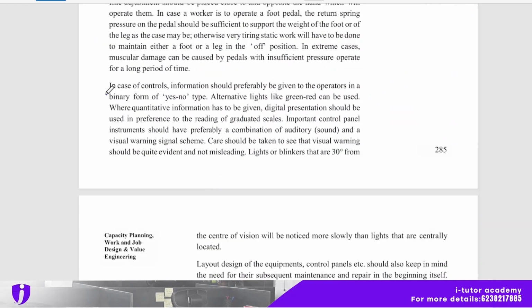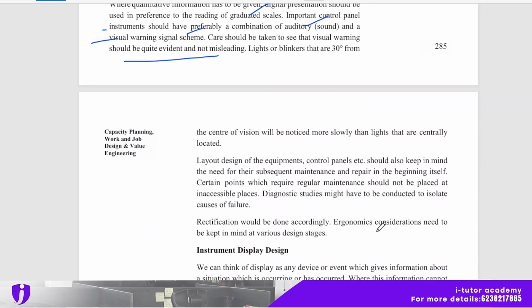And in case of control, information should preferably be given to the operators in a binary form of yes/no type. An alternative like green and red lights can also be used, where the quantitative information has to be given. Digital presentation should be used in preference to the reading of graduated scale. And important control panel instruments should preferably have a combination of auditory and visual warning signal scheme. And care should be taken to see that the visual warning should be quite evident and not misleading.